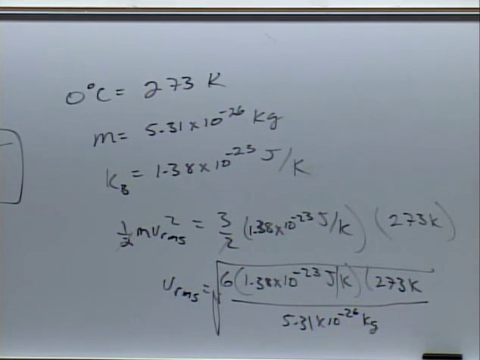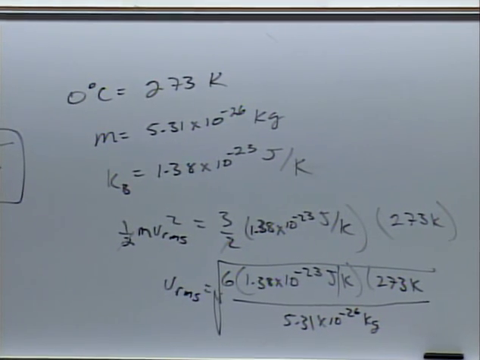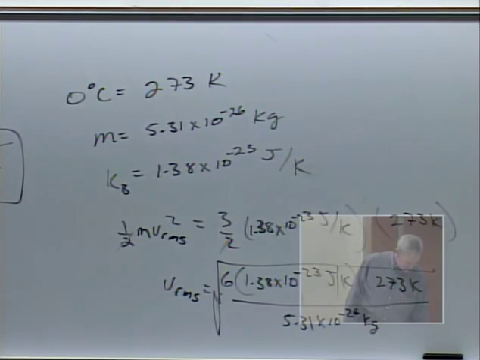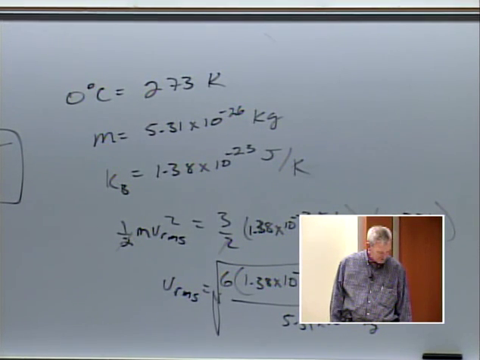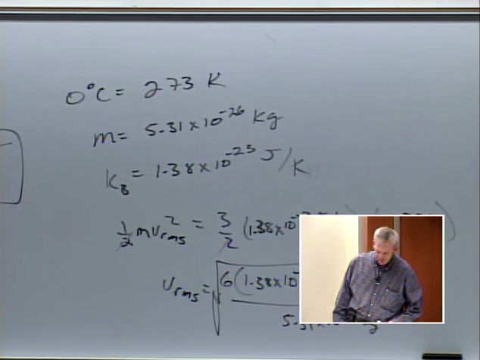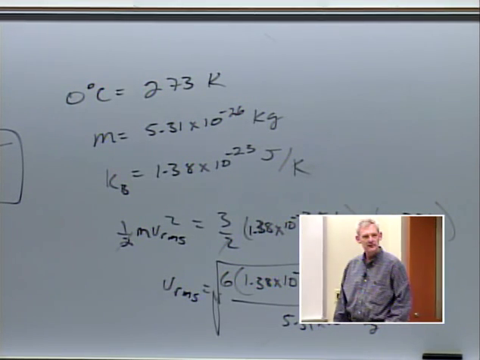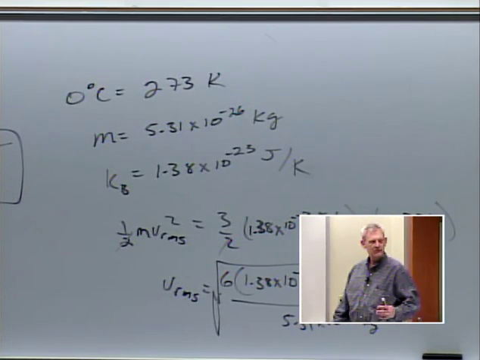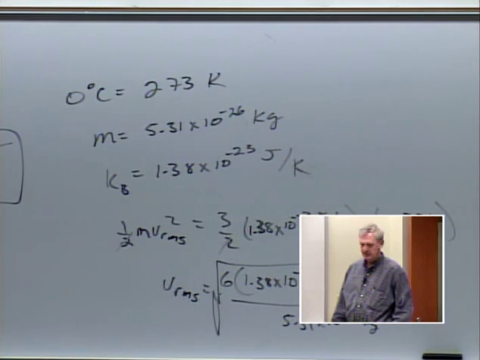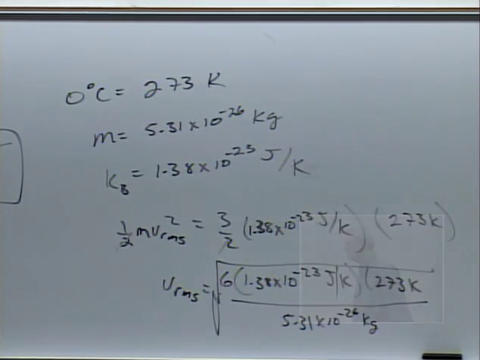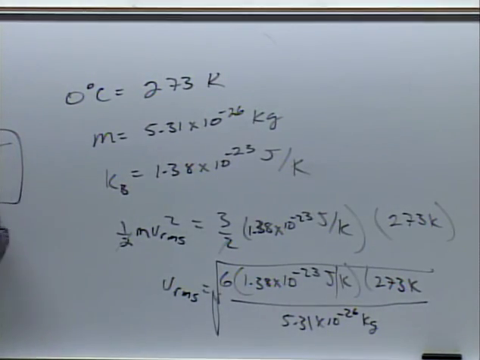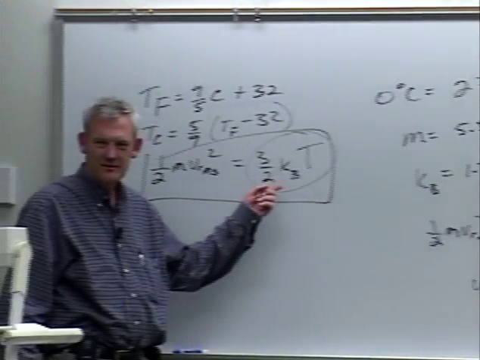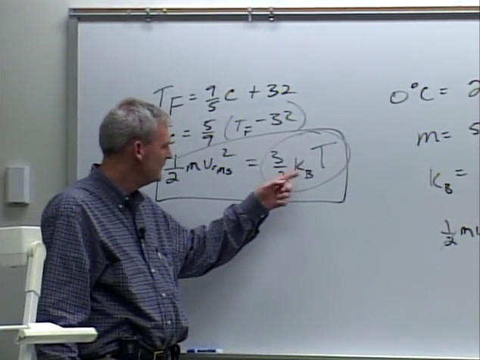All right, and then problem 27 asks you, do you think you could figure out what's the average kinetic energy per molecule of a monatomic gas at a temperature of 25 degrees Celsius? What would you use? Right here. Here you go. That gives you your energy per molecule. That gives you your kinetic energy per molecule right there.